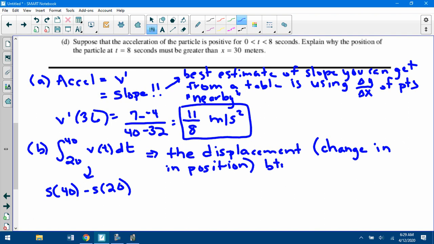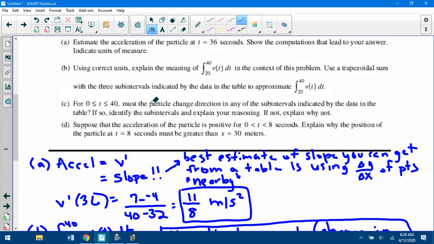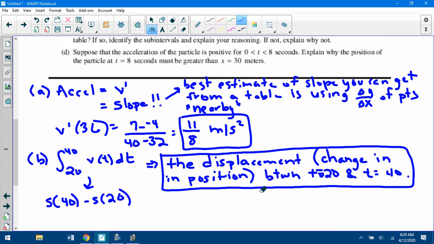Between t equals 20 and t equals 40. So explain always means in words. And then the second part, again, is something that does come up a lot. We want to estimate this integral, and we can do that with a Riemann sum. In this case, they want us to use a trapezoidal sum with 3 subintervals indicated by the data in the table. Okay, so this is why using that calculator program isn't always all that helpful.